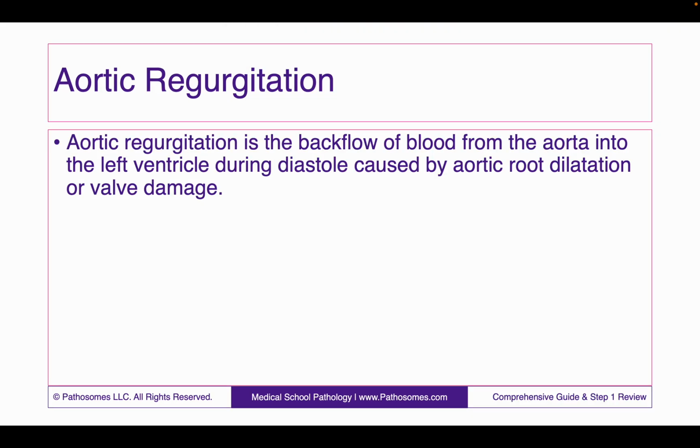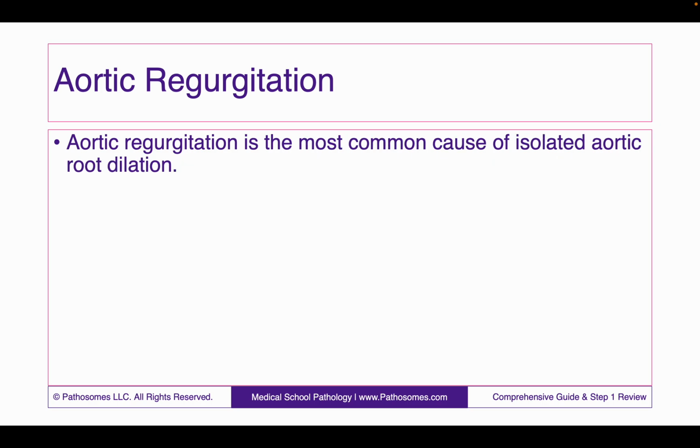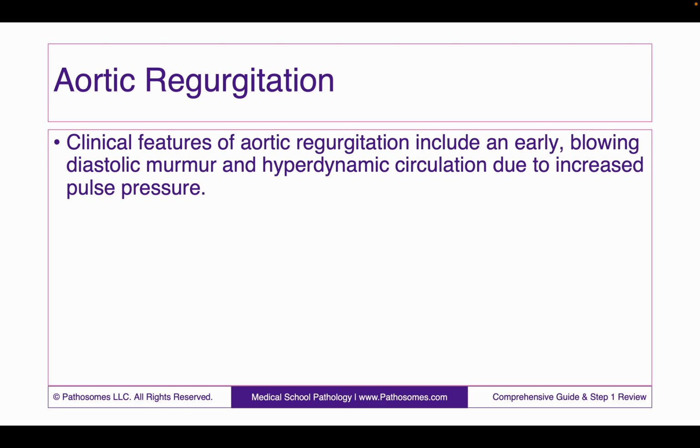Let's talk a bit about aortic regurgitation. Aortic regurgitation is the backflow of blood from the aorta into the left ventricle. Whoa, it's not really supposed to go that way, but with aortic regurgitation, it does. This occurs during diastole, caused by aortic root dilation or valve damage. Aortic regurgitation is the most common cause of isolated aortic root dilation. Clinical features of aortic regurgitation include an early blowing diastolic murmur and hyperdynamic circulation due to increased pulse pressure.